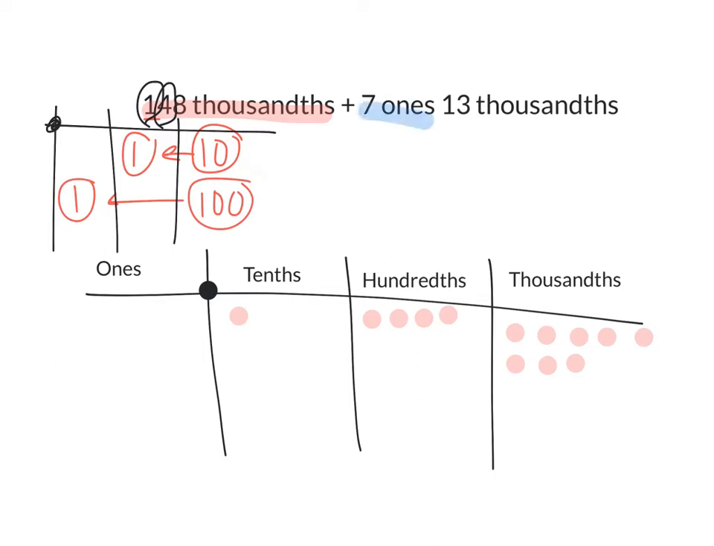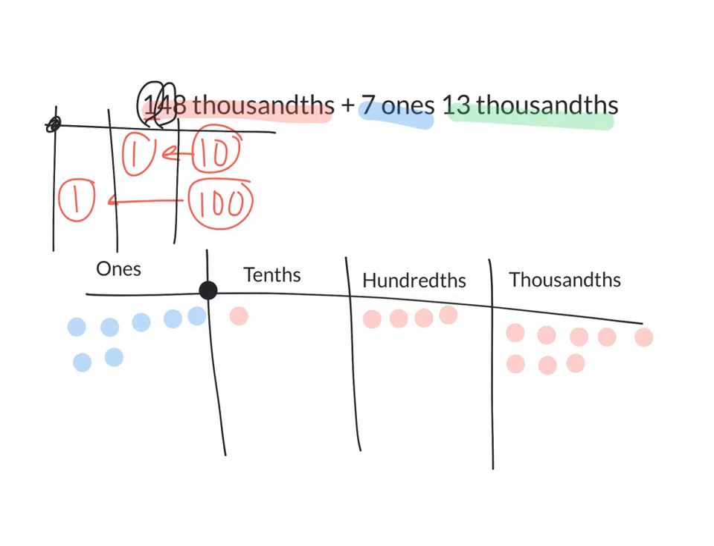Next, we want to add 7 ones. So what do I have to draw, Omer? 7 dots in the ones place. Very good. 7 dots in the ones place. Once again, I'm going to go 5 across. 1, 2, 3, 4, 5, and then 2 on the bottom. 6, 7. Akil, what are we adding next?